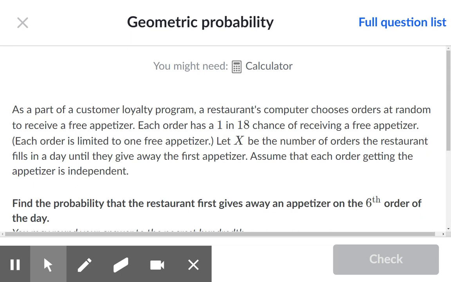Now, find the probability that X is less than R. So when it's less than R, it does not include R. So you go to the same thing, second vars, geometCDF, but your R in this case is subtracted by 1.